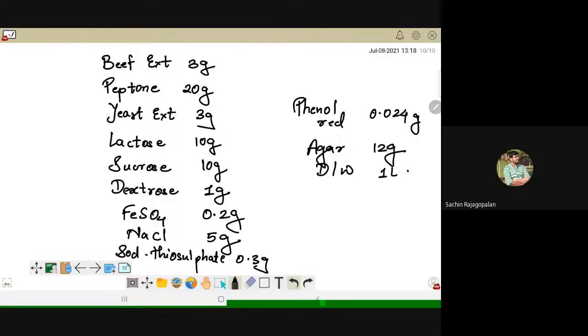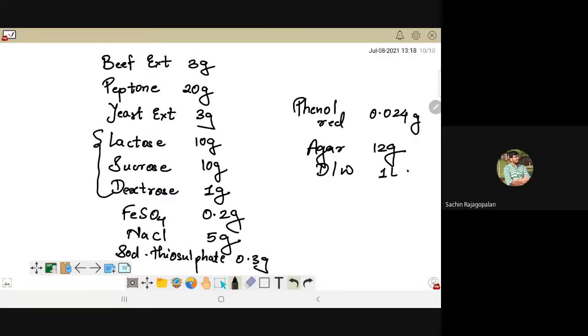You will understand that there are these three sugars: lactose, sucrose, and dextrose. Dextrose is nothing but glucose. If you notice the concentration of these sugars, you will see that dextrose is around 0.1%. It's 1 gram in 1 liter, which means 0.1 grams in 100 ml. So it's 0.1%. If you see lactose and sucrose, their concentration is 10 times more as compared to glucose, which is 1% each. So you have 1% of lactose, 1% of sucrose, and 0.1% of glucose.